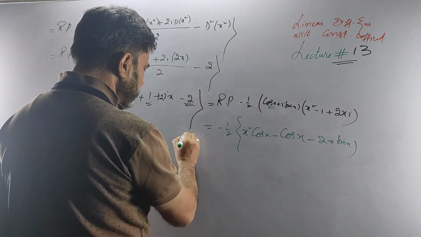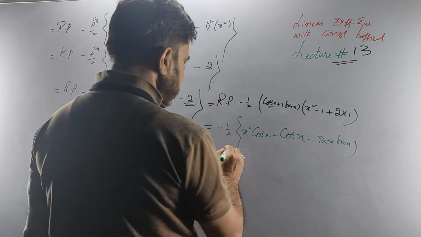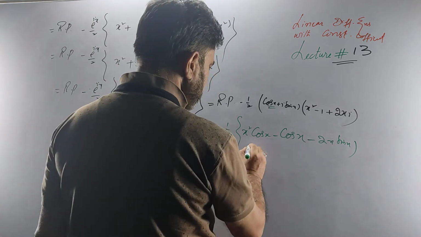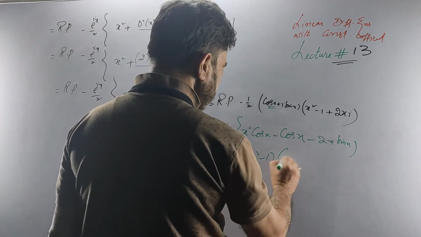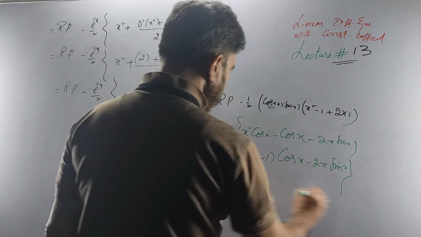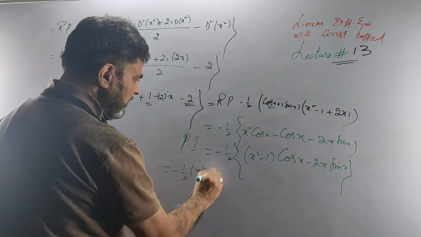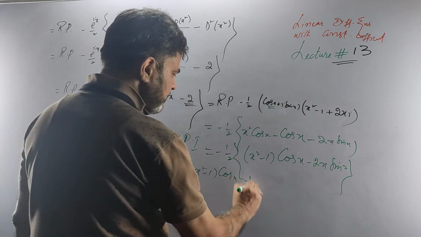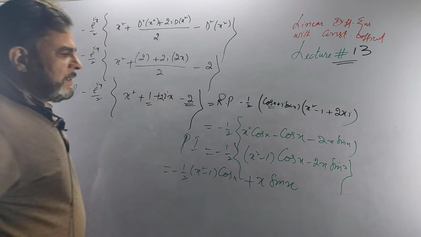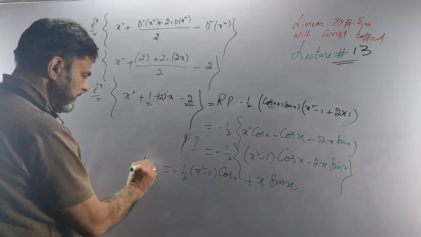So accordingly, the real part of this is, so particular, now you will write particular integral is minus 1 by 2, you can write it, it is x square minus 1 cos x minus 2x sin x, or you can write in simplified form minus 1 by 2 x square minus 1 cos x, it is plus x sin x. Minus minus is plus x sin x. So this is your particular integral.